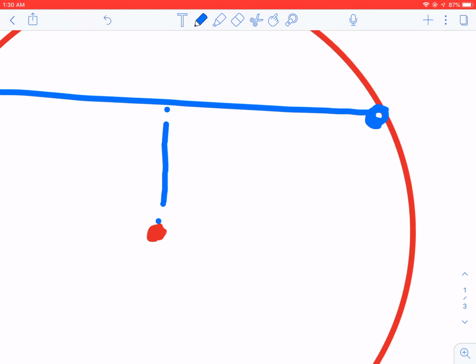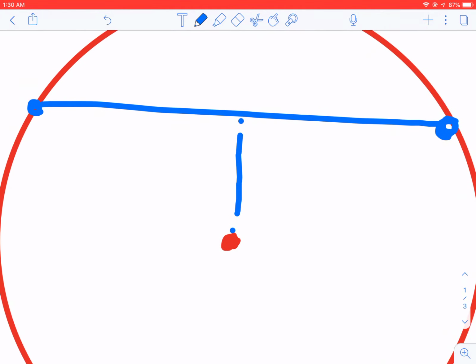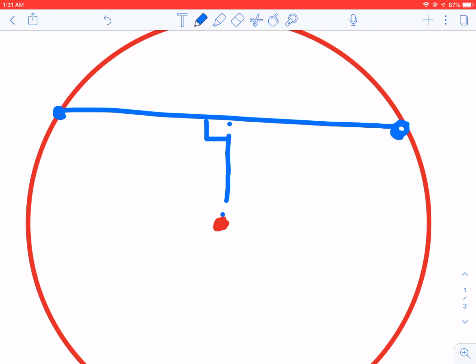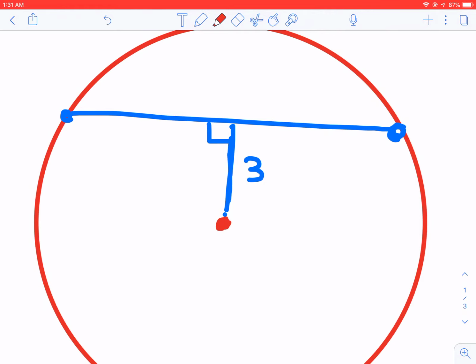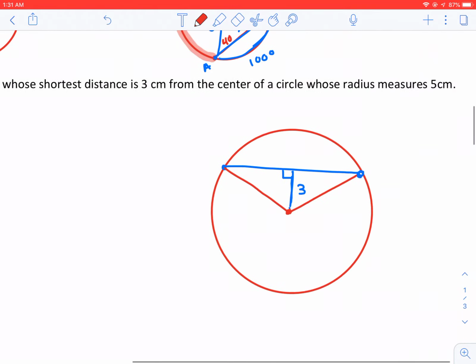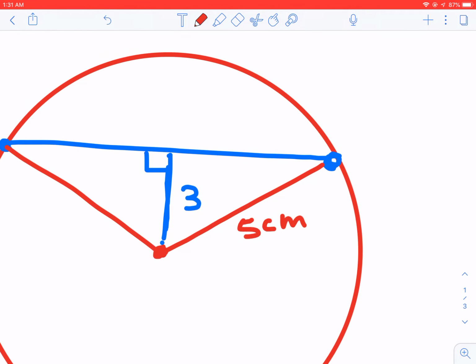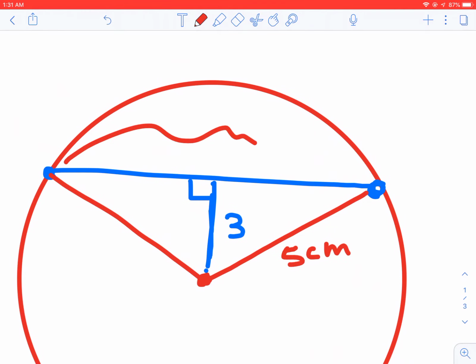So we know the shortest distance between a segment and a point, right, is the perpendicular that passes through that point to the line. So that's the shortest distance, and this distance here, that's 3 centimeters. And we know our radius, circle of radius 5 centimeters, so these are 5 centimeters each. And we're looking for the length of this chord. Let's call that x again.